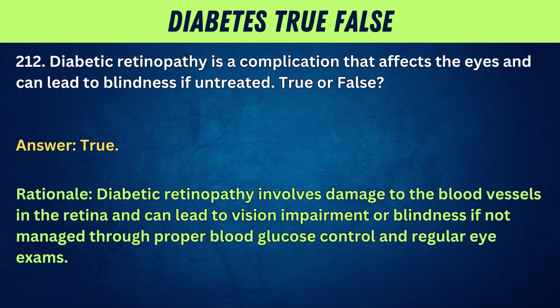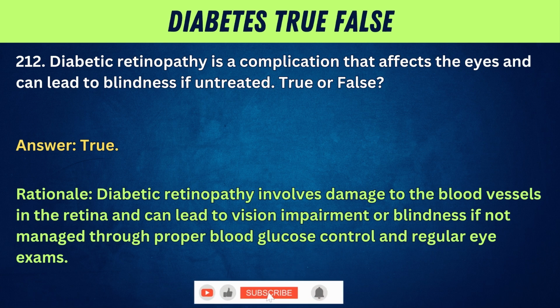212. Diabetic retinopathy is a complication that affects the eyes and can lead to blindness if untreated. True or false? Answer: true. Rationale: diabetic retinopathy involves damage to the blood vessels in the retina and can lead to vision impairment or blindness if not managed through proper blood glucose control and regular eye exams.